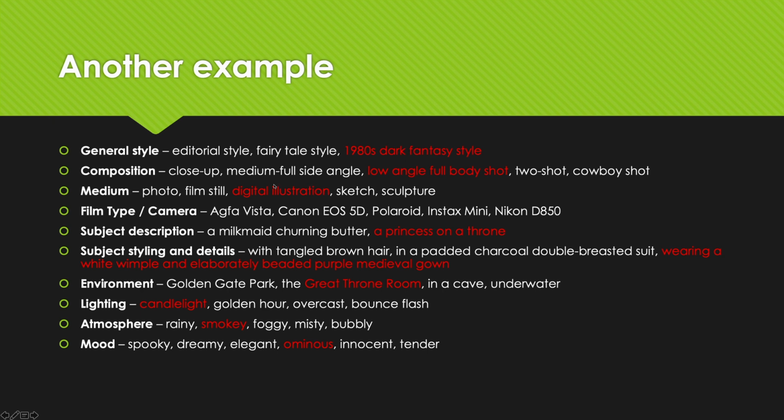The red options are the ones that we chose. So for general style, we have 1980s dark fantasy style. Composition is low angle, full body shot. Digital illustration, this is not a film, this is not a photograph. There's no photographic element of it, so we're not going to have the camera. But we've got a subject description, styling and details. She's wearing a white wimple and elaborately beaded purple medieval gown in the Great Throne Room. There's candlelight, smoky atmosphere, ominous mood.